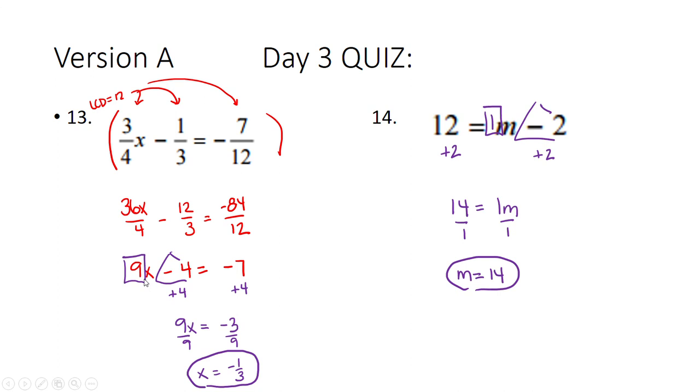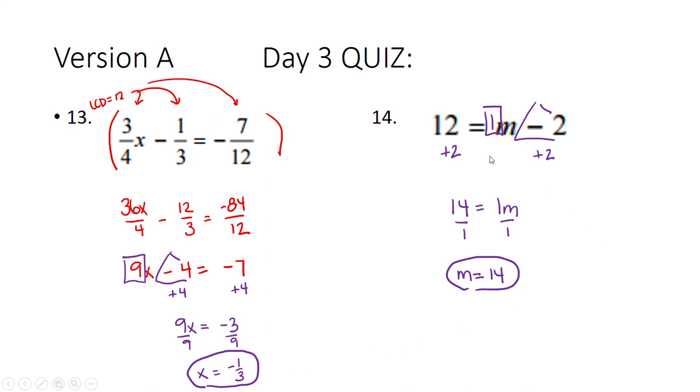But for me, I have 9x minus 4 equals negative 7 after I finish reducing. My rectangle's 9, triangle's minus 4, so the first thing I'm going to do is plus 4 on both sides, which is negative 3. And then 9 divided by negative 3, I would type negative 3 first in my calculator, divide by 9 second, and that comes out to be negative 1/3.